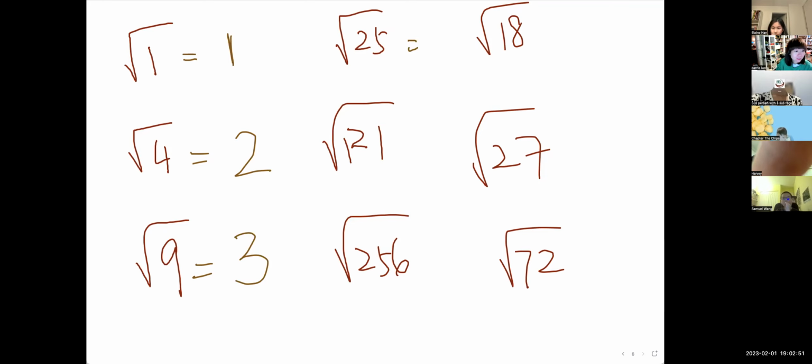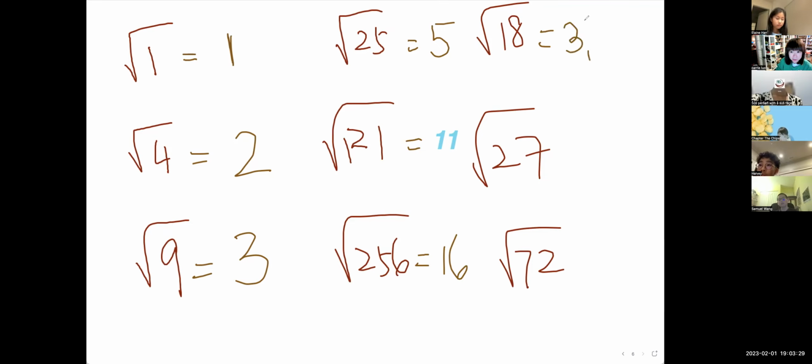And Harvey, sorry, which one? I was typing. Square root of 25. 5. Very good. 121. Well, I guess he answered it. Okay, so Daniel, 256. 16. Okay, very good. So 18, Harvey again. 18, 3 square root 2. 3 square root 2, very good.